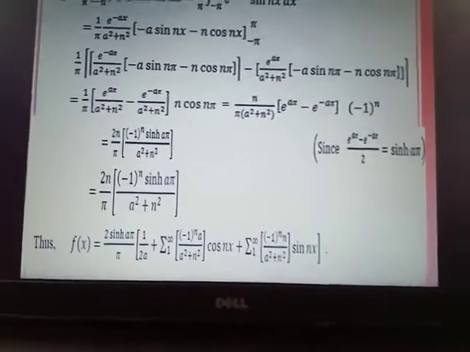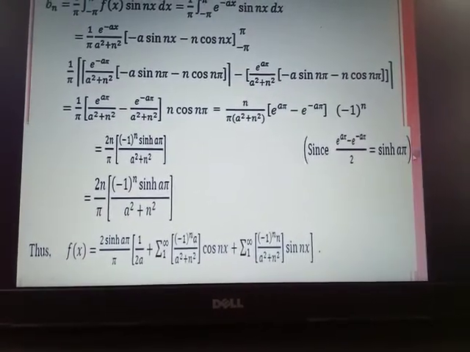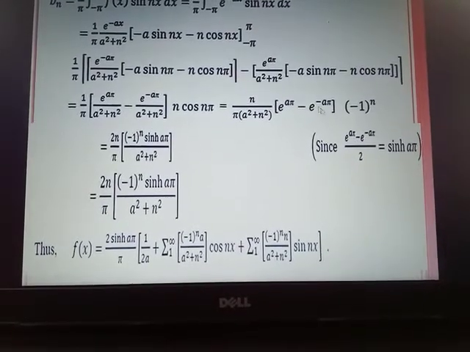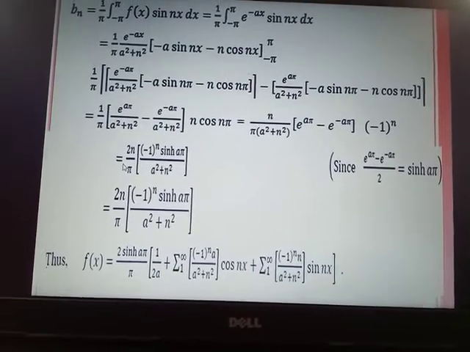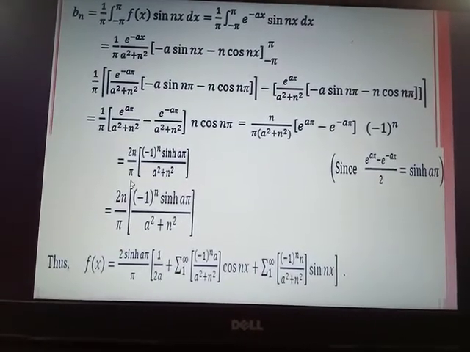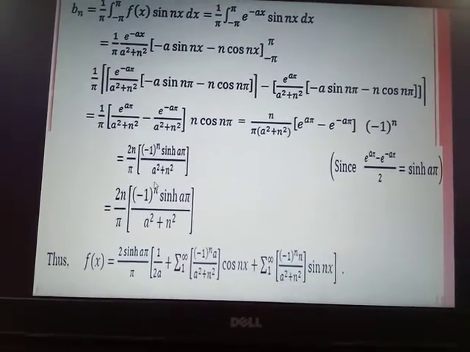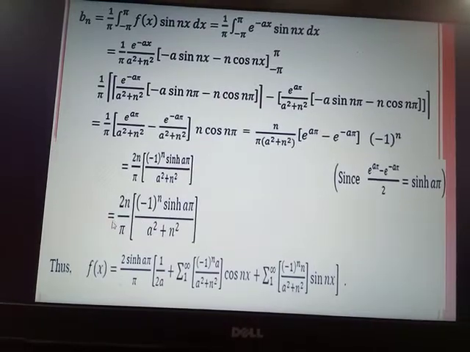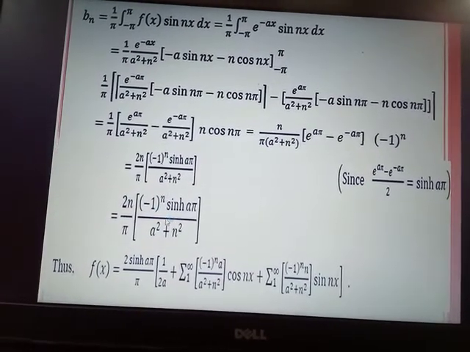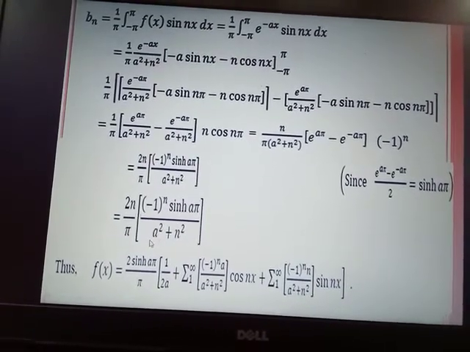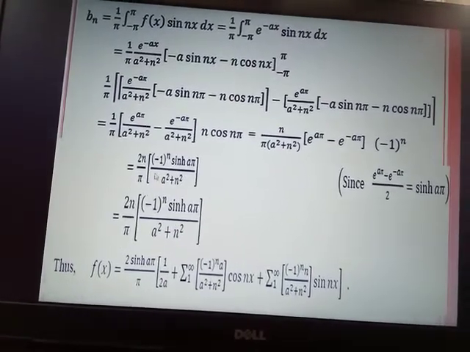We know that e raised to a pi minus e raised to minus a pi divided by 2 is sinh a pi. So, to use this result, multiply and divide by 2 to this one, we get bn is equal to 2n by pi into minus 1 raised to n into sinh a pi divided by a square plus n square. Now this is equation b.